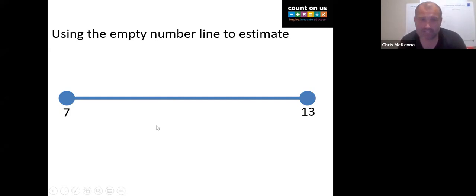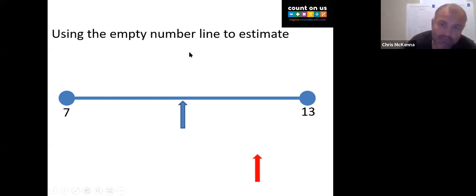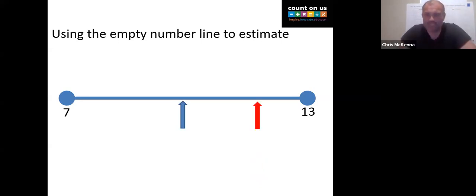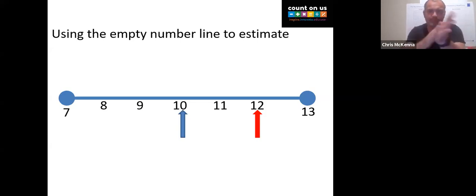And we don't even have to start at 0. We can start wherever we want. So we can see we've got 7 and we've got 13. And we're going to play this arrow game again. So what number do you think that arrow is pointing to now? Do you have an answer? Let's put another arrow on. What number do you think that arrow's pointing to? Do you have an answer? Let's see if you're correct. Do you have 10 and 12? If you did, well done, guys. Good.